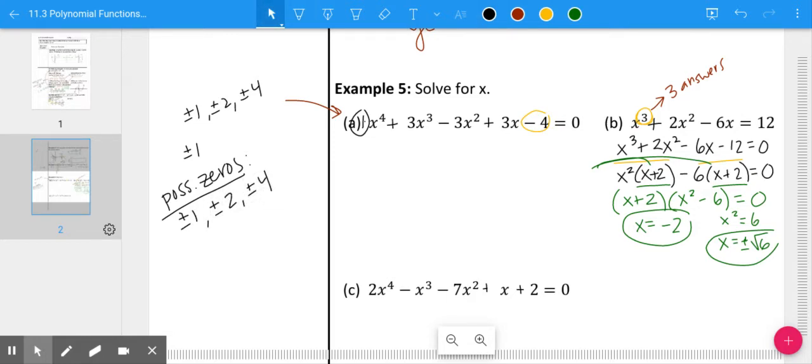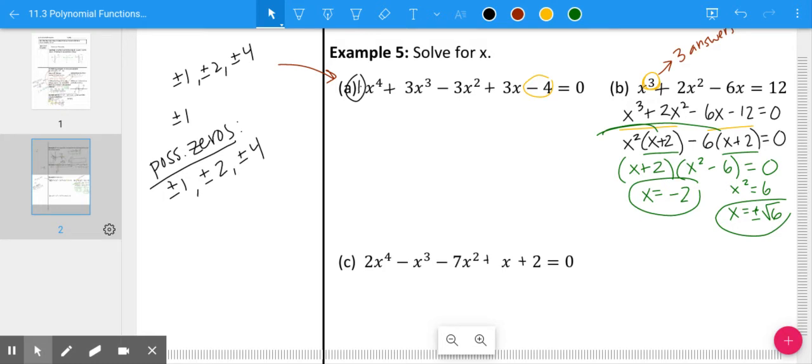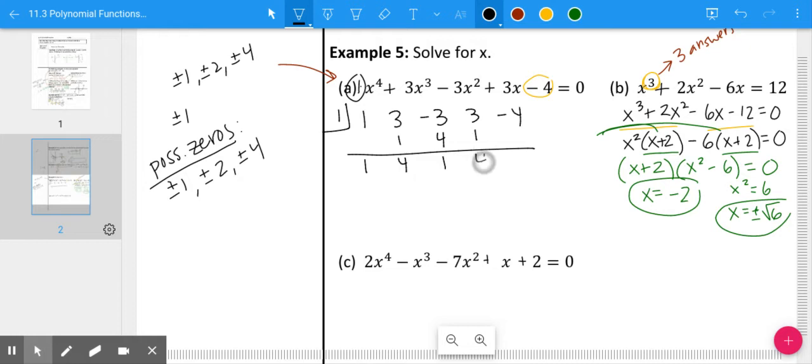It doesn't mean that those are my only answers. I might have answers that are not rational, like imaginary or with a radical or whatever. But these are at least some of my possible answers, which can get me started. Now for the fun part. You are going to go ahead and pick a number. I'll just pick 1 to start. And you're going to run it through synthetic division and see if it's a root or not. Line up all your coefficients, be really careful with your negatives, and make sure if you're missing a term, you leave a placeholder for it. And then we go through synthetic. Add down, multiply over, add down, multiply over, and continue this process.